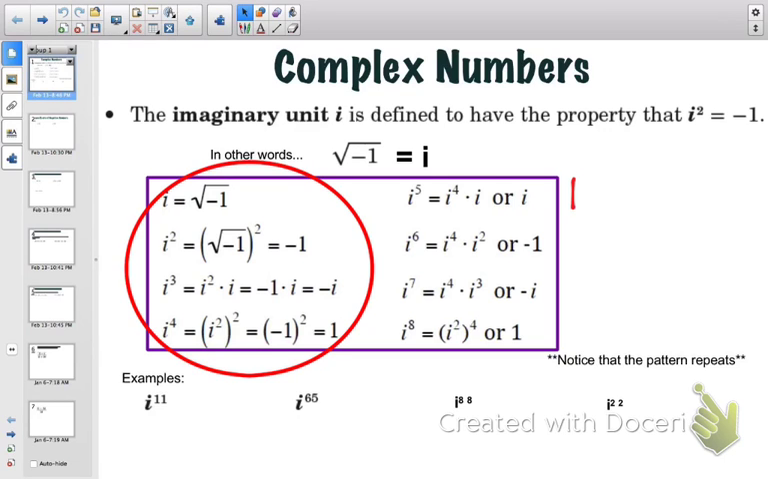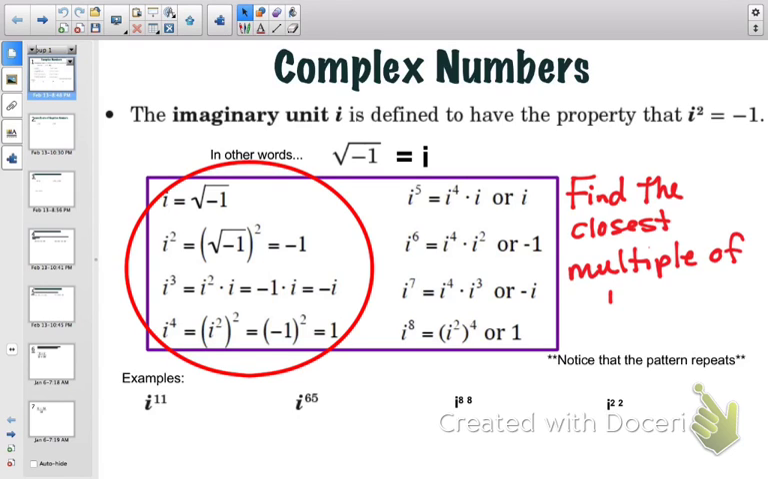So what we need to do is find the closest multiple of 4 that's in that exponent. What is the closest multiple of 4 that is less than 11? In our first case, it's going to be i to the 8th. But we still have to make sure it's equal to i to the 11th, so because of our exponent rules, we're going to multiply by i to the 3rd, because multiplication says we add our exponents. Anytime we have i to a multiple of 4, we can pretend it's not there, and we're just going to cross it out. I'm left with i to the 3rd.